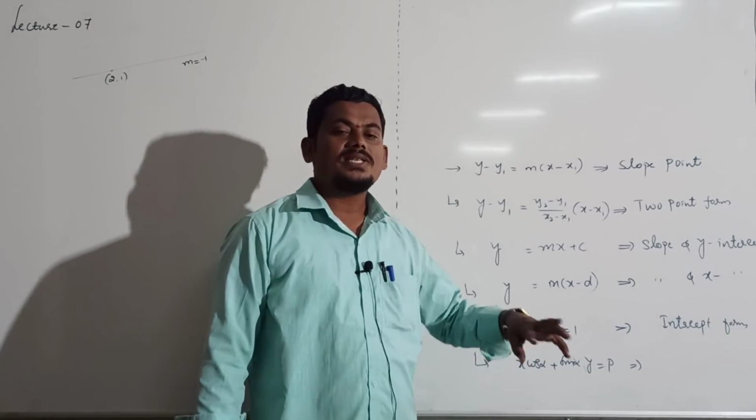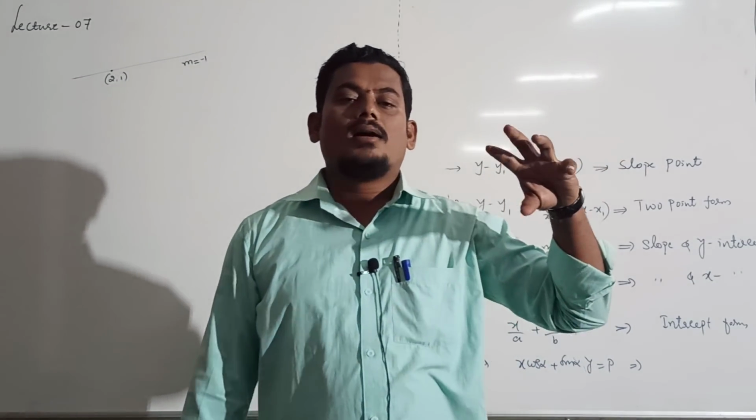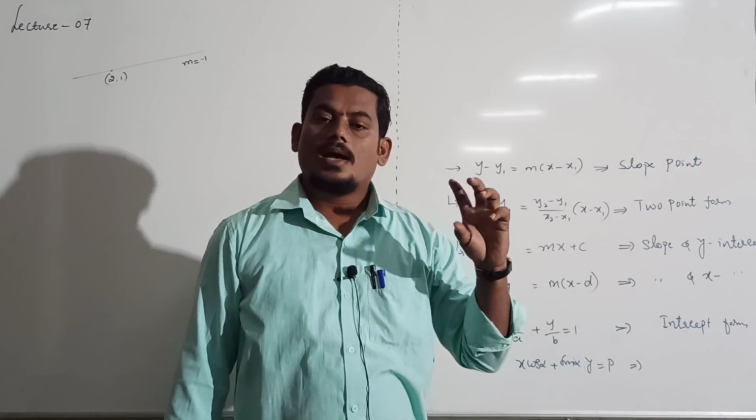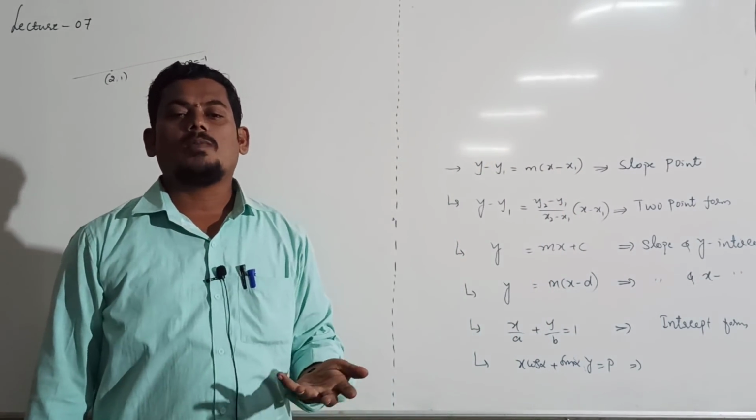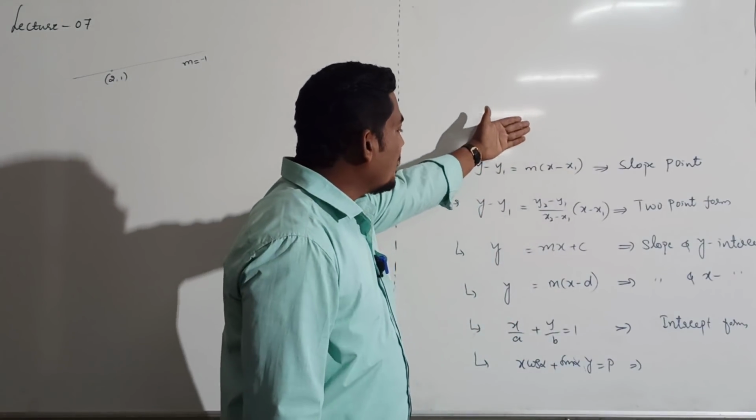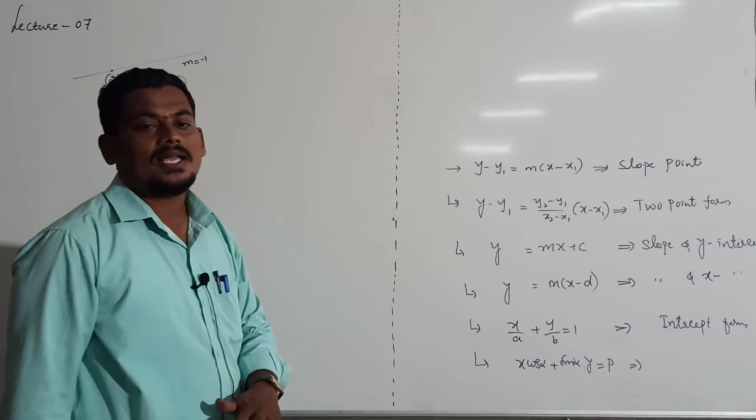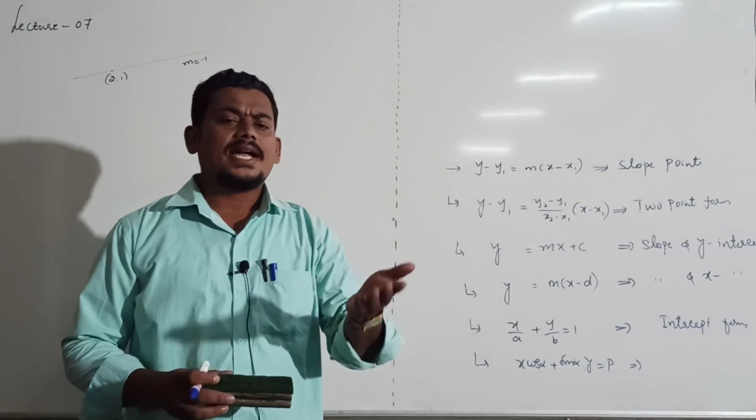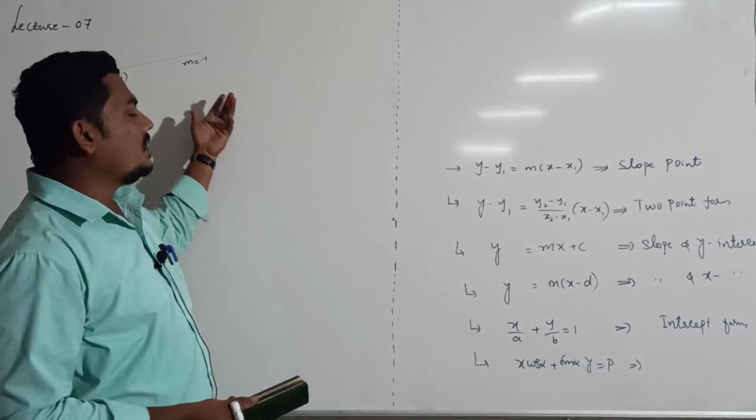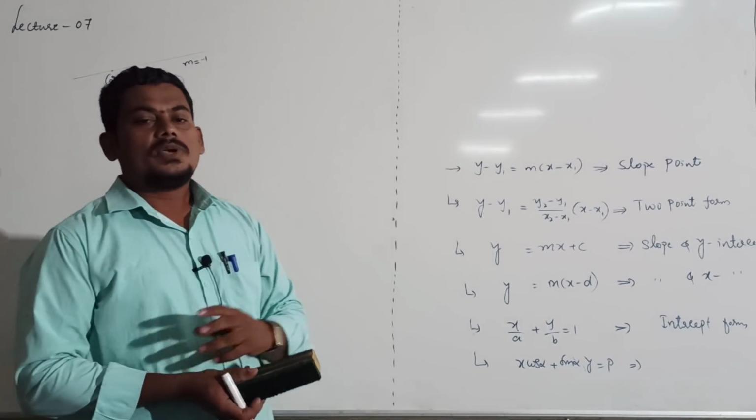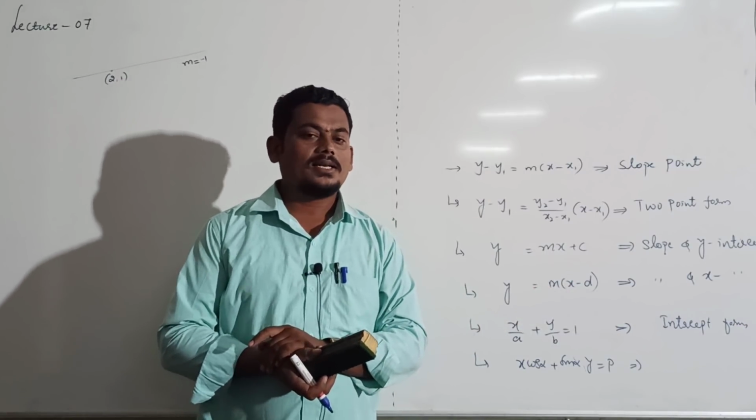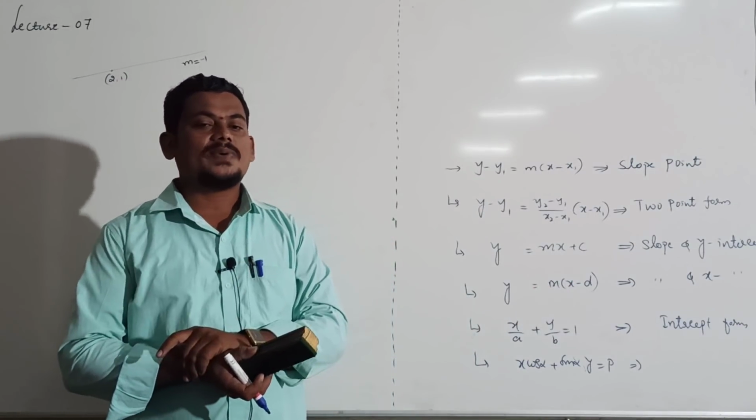When normal form is applicable, when distance between origin and line is given and angle made by the normal line with x-axis is given, then use this formula. These are different forms of equation of the straight line, and understanding question is very important. Which form we have to apply for the given problem is very important, right? Understanding question is very, very important.